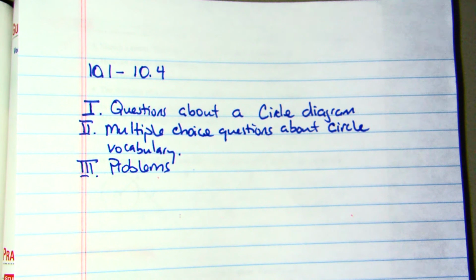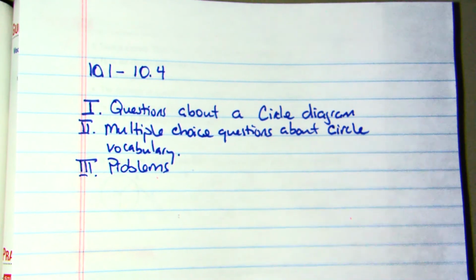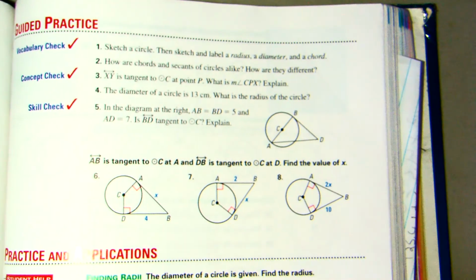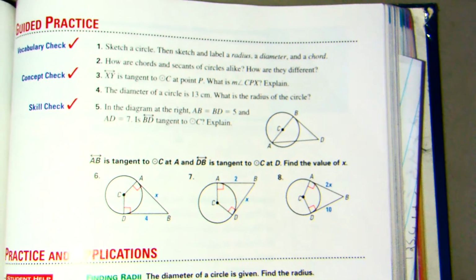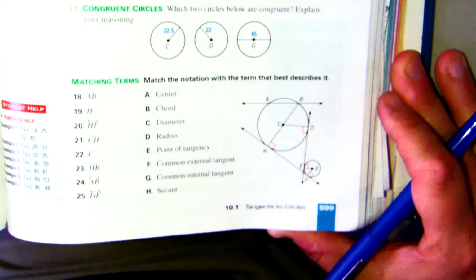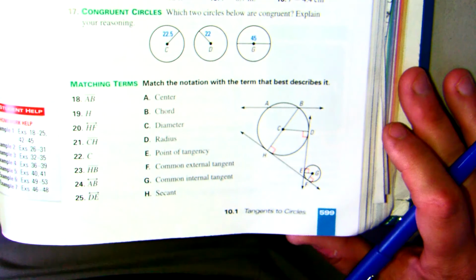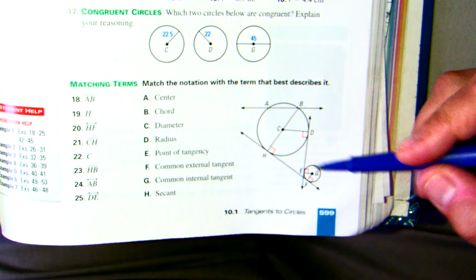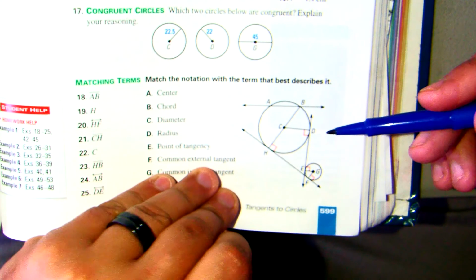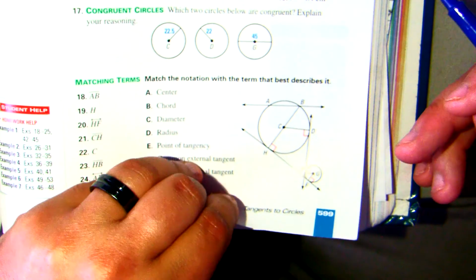Then you'll have multiple choice questions about circle vocabulary, such as diameter, radius, chord, tangent, secant, things of that nature, and then problems. I'm going to go through now and give you some examples to look at. For the diagram of a circle, a pretty good one from your textbook is down at the bottom of page 599, the matching section that talks about chords, centers, and other such things, vocabulary of your circle.